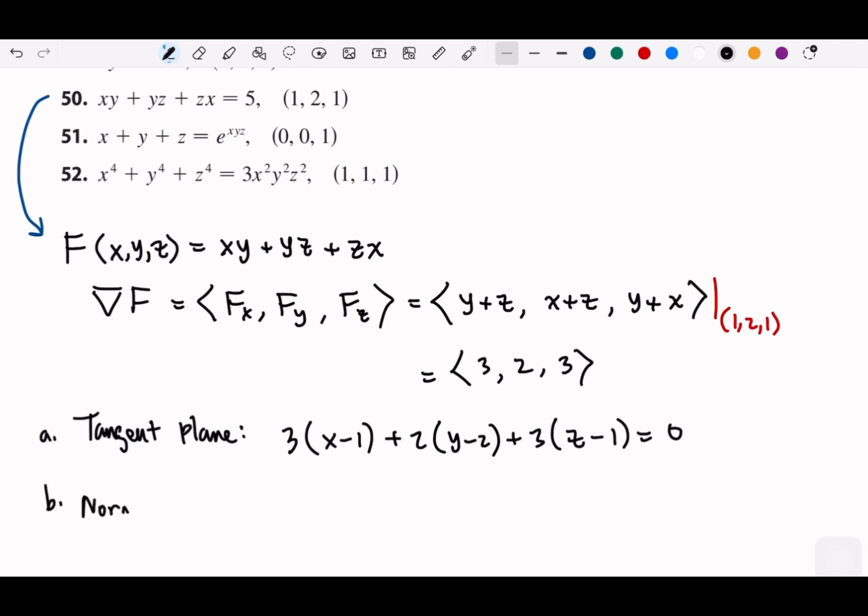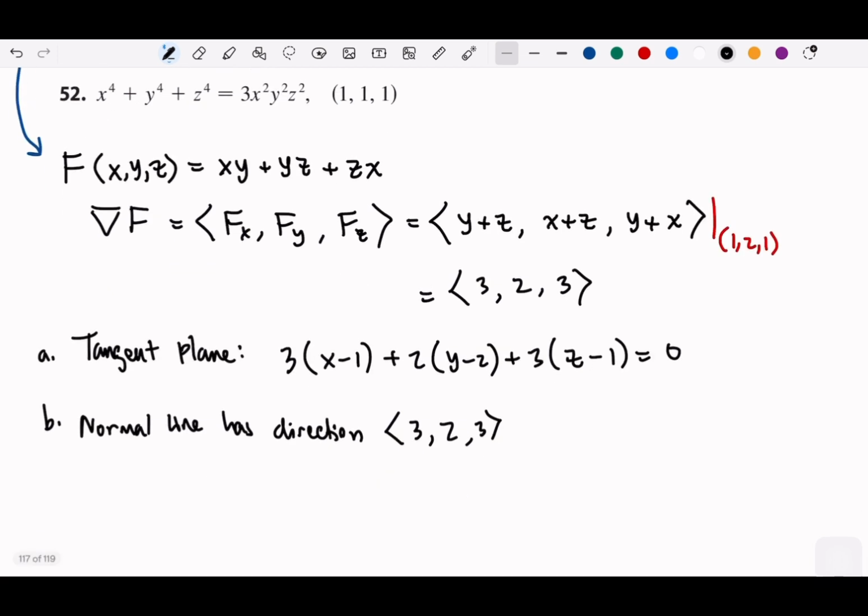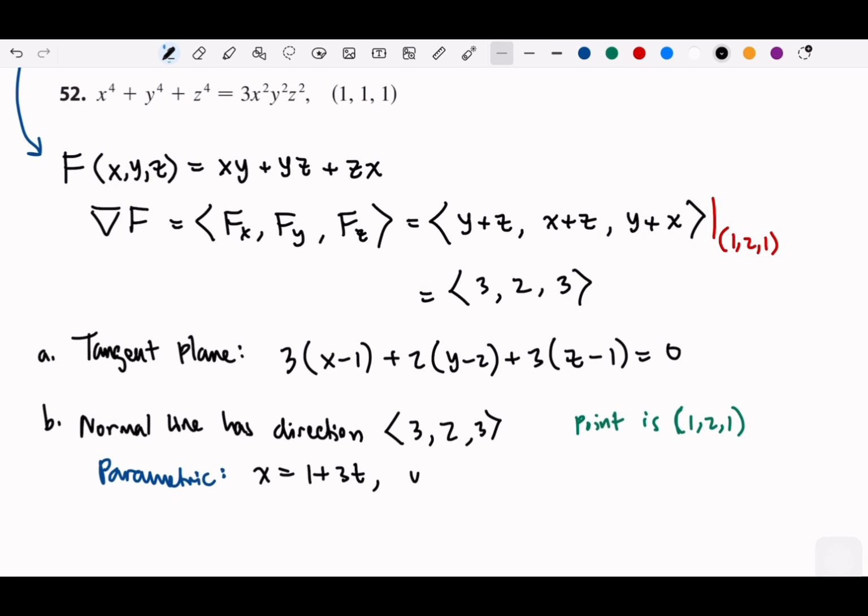Part B, the normal line, has the direction of our del F. So we can say this is 3, 2, 3. So we can say the parametric equations, remember the point is 1, 2, 1. So parametric will be x equals 1 plus 3t, y will be 2 plus 2t, and z will be 1 plus 3t.